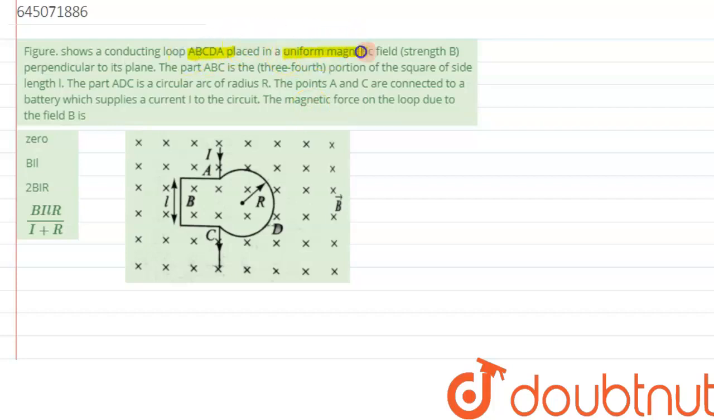Hello everyone, so we are given a question which says: figure shows a conducting loop ABCDA placed in a uniform magnetic field of strength B perpendicular to the plane. The part ABC is the 3/4 portion of a square of side length L. The part ADC is a circular arc of radius capital R. Points A and C are connected to a battery which supplies a current I to the circuit. The magnetic force on the loop due to the field B is.